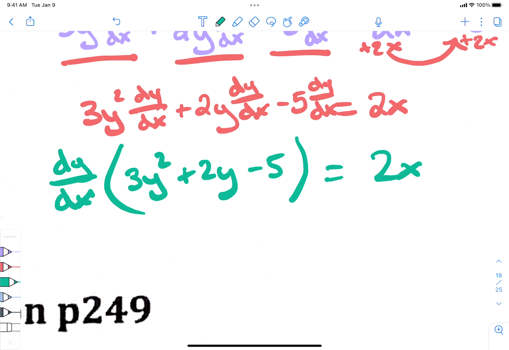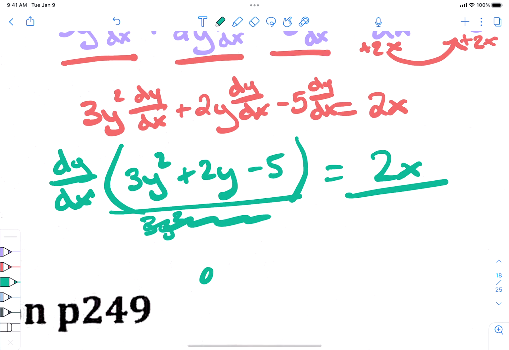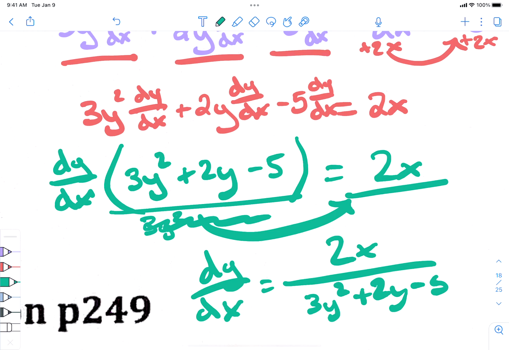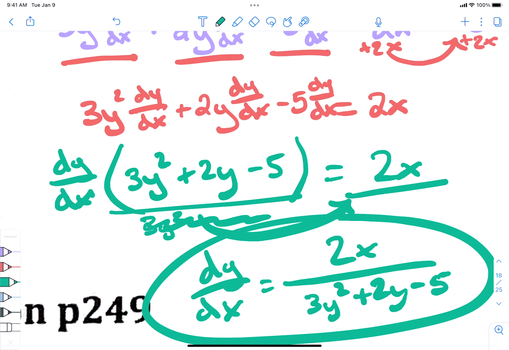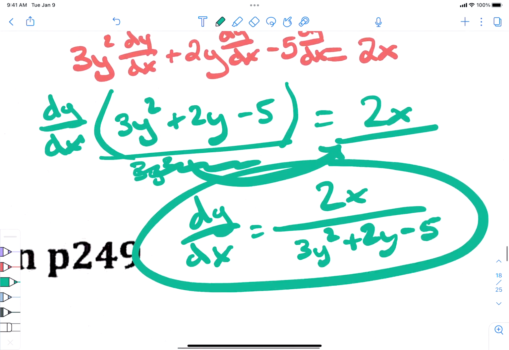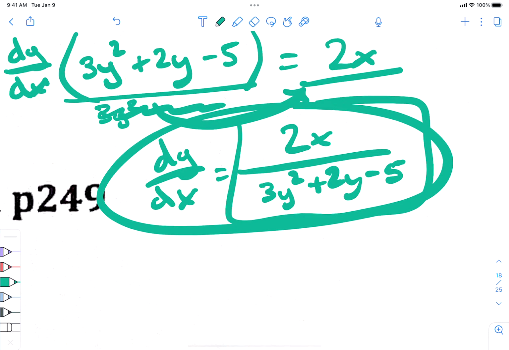So we're going to divide 2x by this. So dy/dx equals 2x, we're just dividing this thing over 3y squared plus 2y minus 5. And what this says is the derivative of this whole big long thing is equal to this.